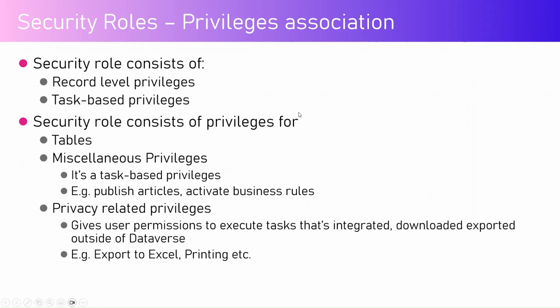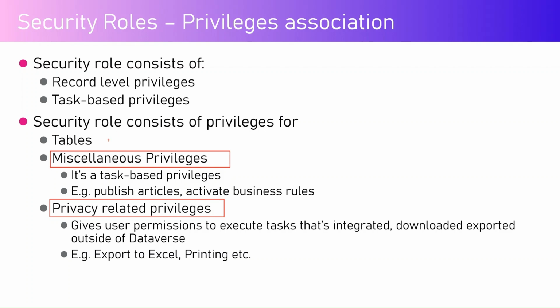Now security roles, privileges association. So a security role basically consists of record level privileges and task based privileges. A security role consists of privileges for tables, miscellaneous privileges, and privacy related privileges. Now the difference between miscellaneous privileges and privacy related privileges is that there are some actions which you may need to perform. So what does a table contain? The table contains basically records.